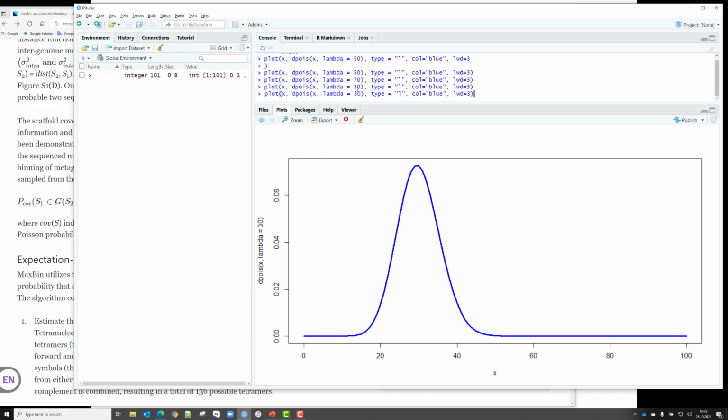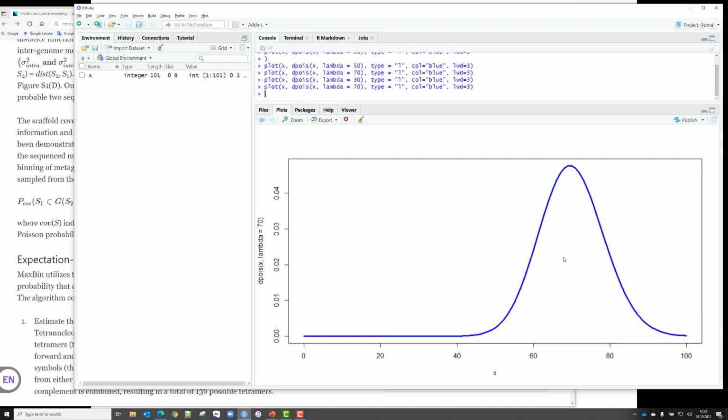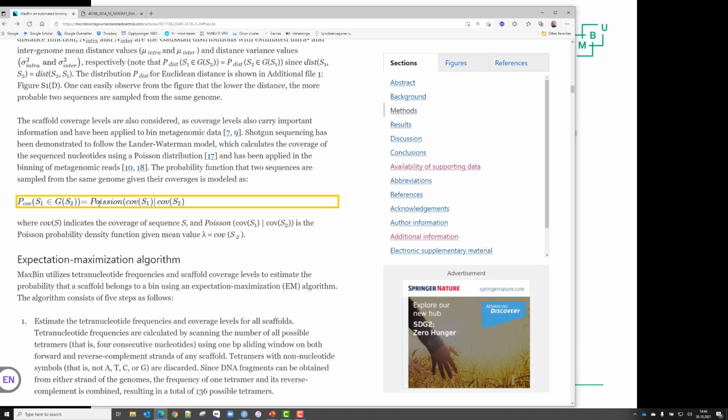And of course, if this is the coverage of S2, 70, then S1 has to be around 70 as well, right? In order to have similar enough coverage to be from the same genome. And we use the Poisson distribution directly. So if S2 has coverage 70 and S1 has coverage 20, then the probability is almost zero, right? And we can say, no way, these two can come from the same genome. So this is actually the idea of this P-COV here.